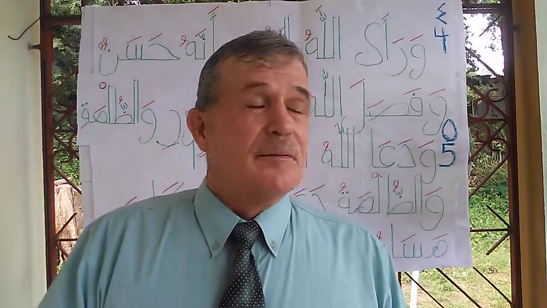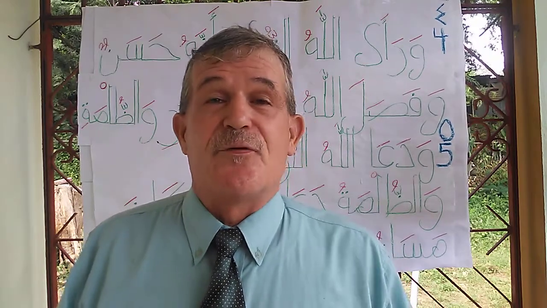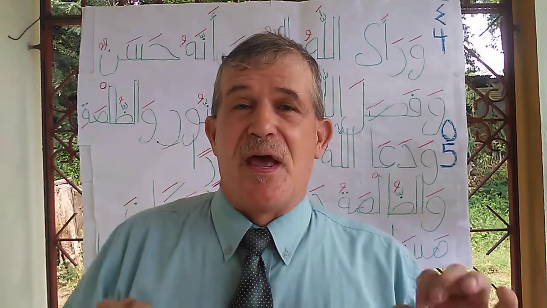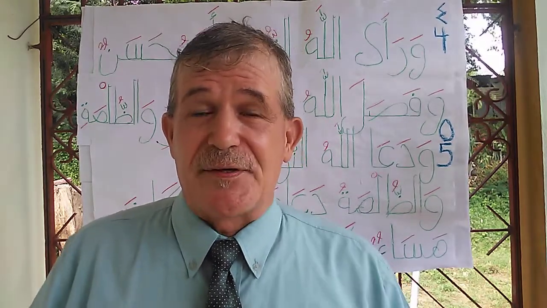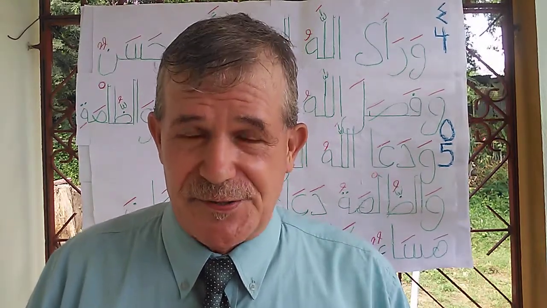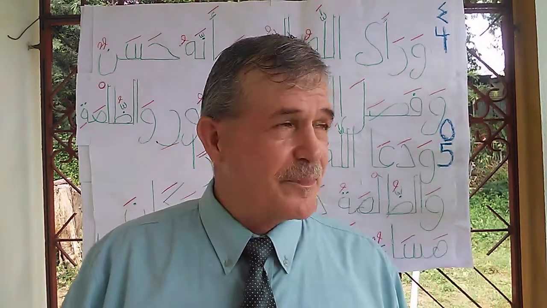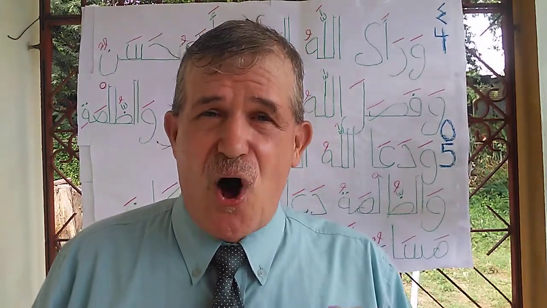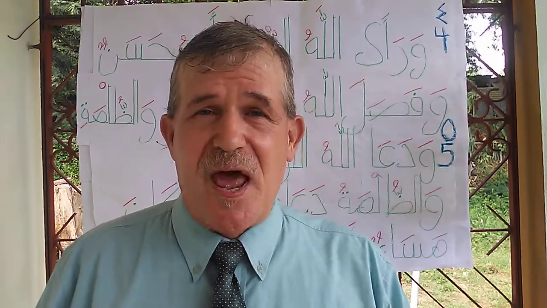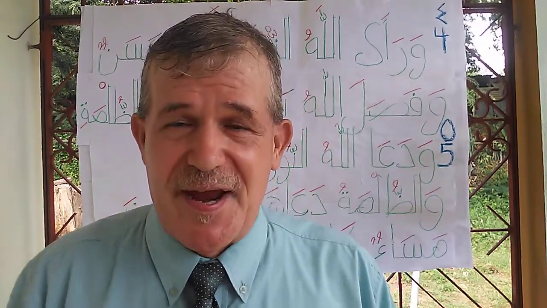So, Genesis chapter 1 verse 4 in the King James Bible is rendered, "And God saw the light, that it was good. And God divided the light from the darkness." Verse 5. "And God called the light day, and the darkness he called night. And the evening and the morning were the first day."